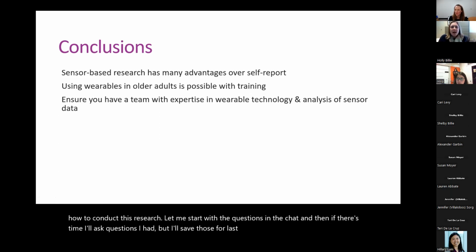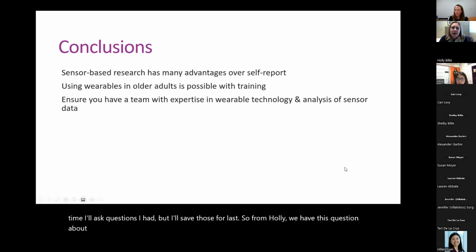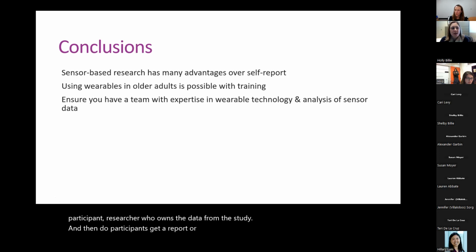So from Holly, we have this question about data privacy and ownership. With respect to Apple, the patient, participant, and researcher, who owns the data from the study? And do participants get a report or findings based on their personal results?